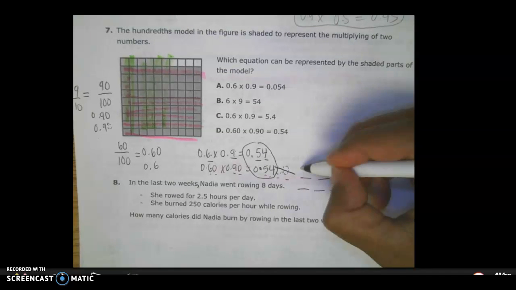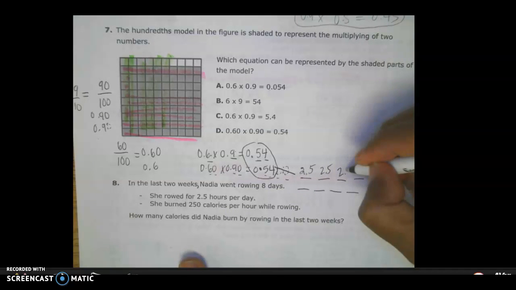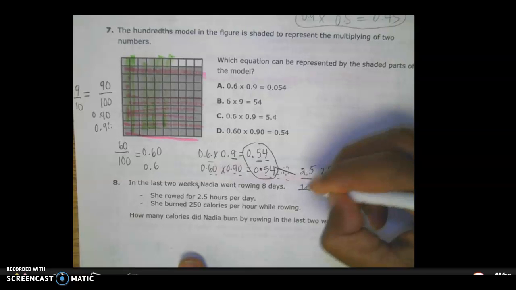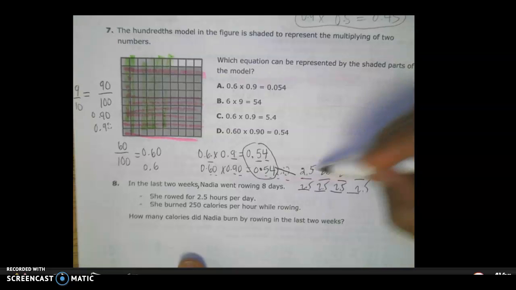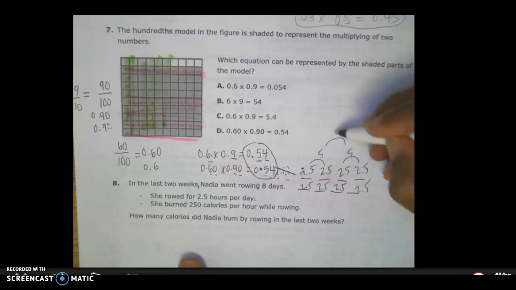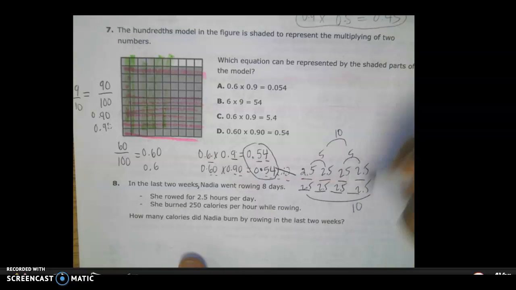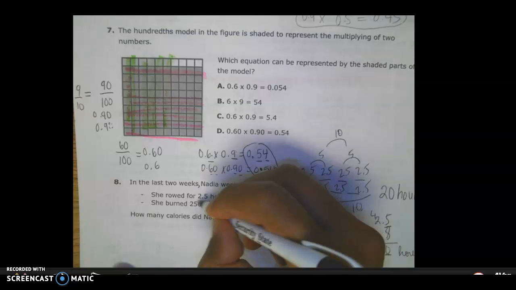And she rowed 2.5 hours. I'm just going to add this because it's easy. It's like adding $2.50 plus $2.50 is $5 or 5, and this is 5. So 5 plus 5 is 10, and this is 10. 10 plus 10 is 20 hours, right? Or I could also do it like that. Remember one number behind the decimal point and put your dot. So that's 20 hours.